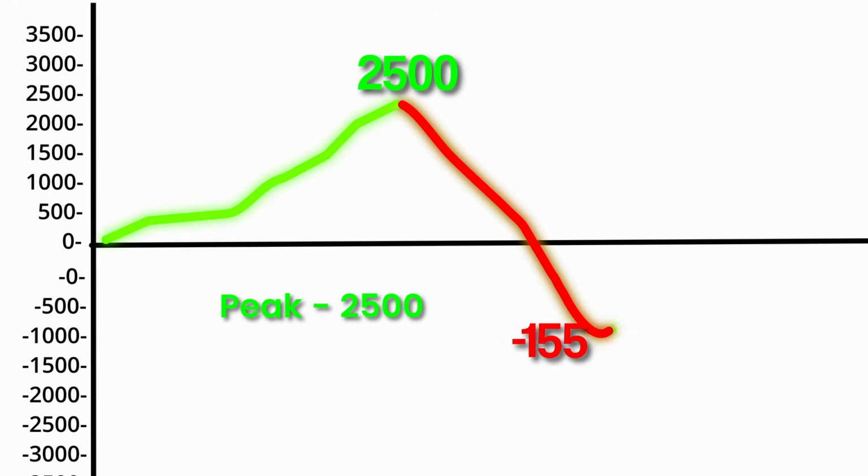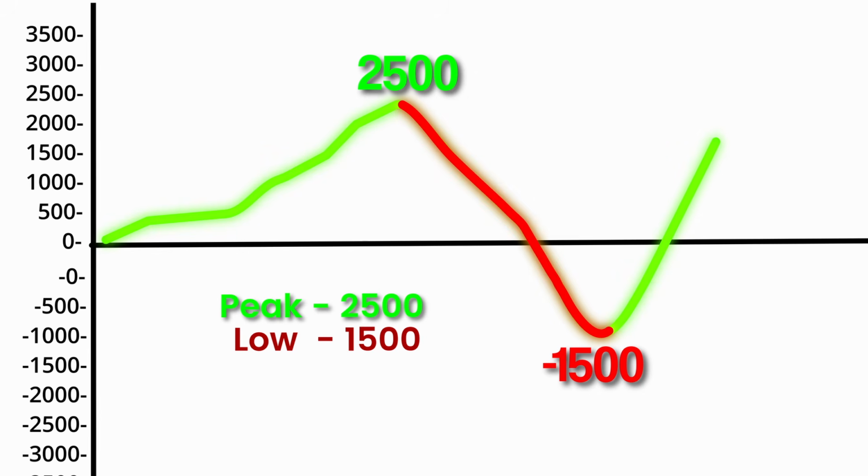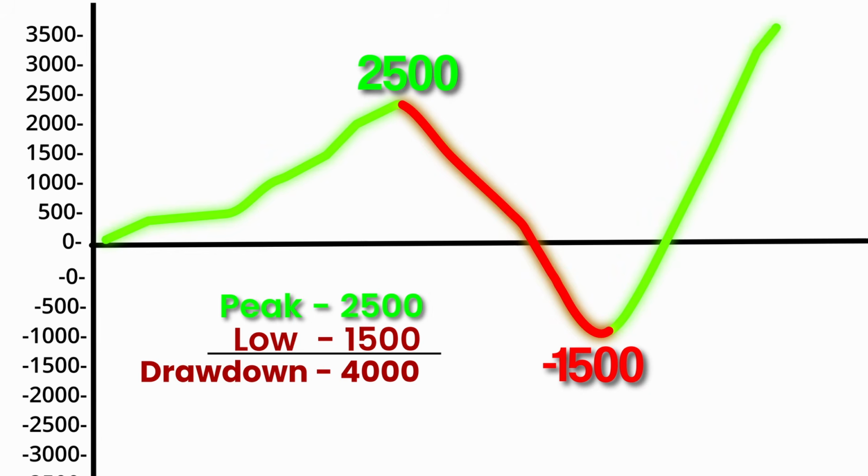maximum drawdown focuses on the deepest of those declines. Max drawdown is the biggest loss seen from the highest value of your portfolio to the lowest point before it reaches a new high. Let me tell you with an example. If your portfolio reached a high of 2500 and then fell to minus 1500, the maximum drawdown would be 4000. So you can understand the worst case loss that your strategy might face.